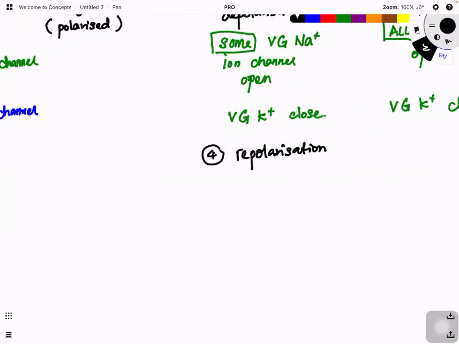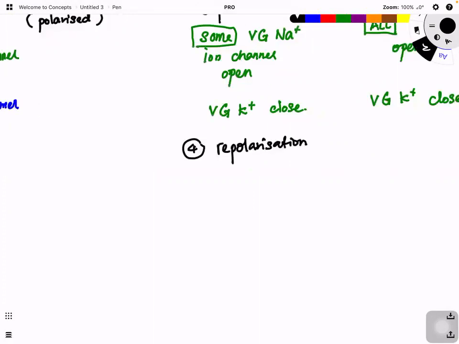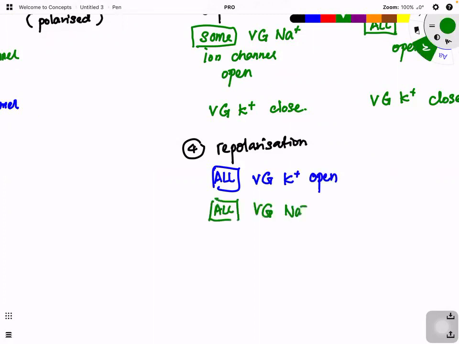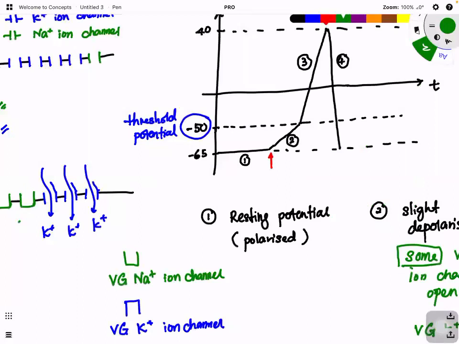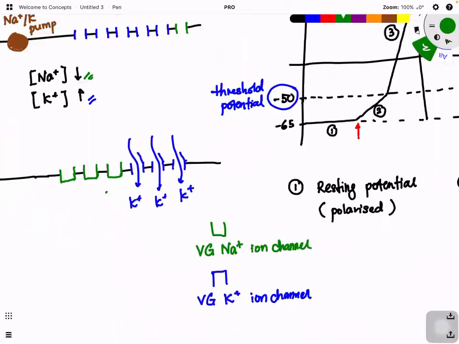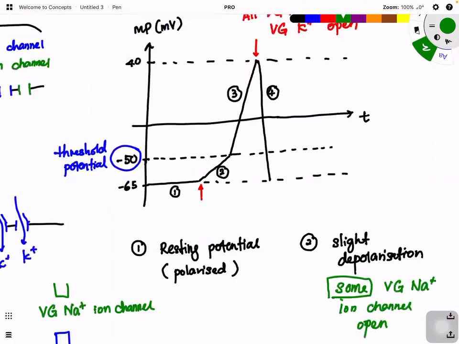It's termed repolarization. So what is it characterized by? Voltage gated potassium channels open, and voltage gated sodium ion channels close. Because of this, potassium ions move out, so the inside becomes less and less positive. From positive 40 it drops to positive 30, 20, 10, 0, negative, and continues all the way until negative 65. So what actually happens at negative 65?